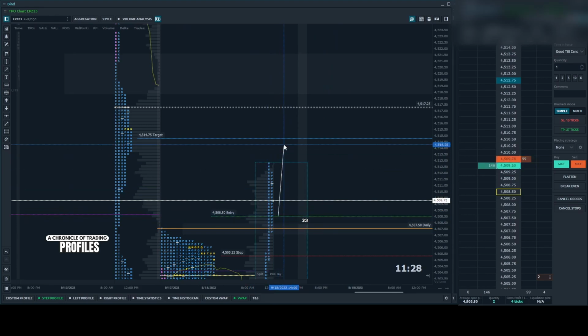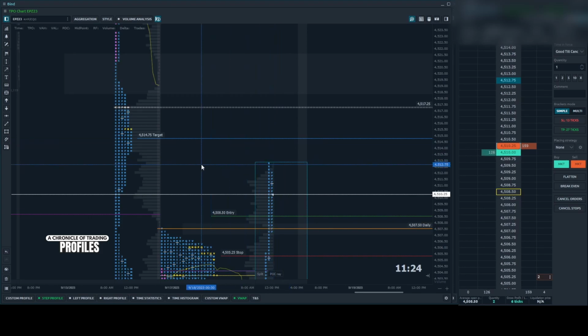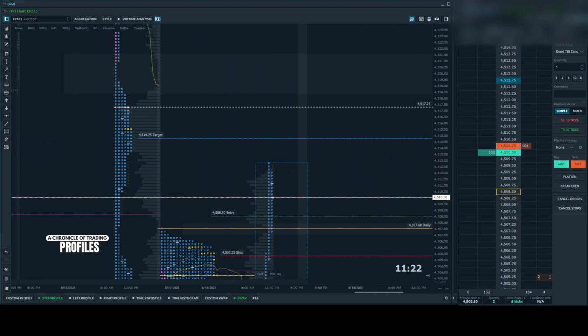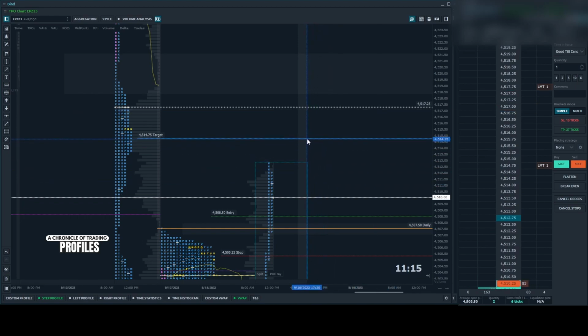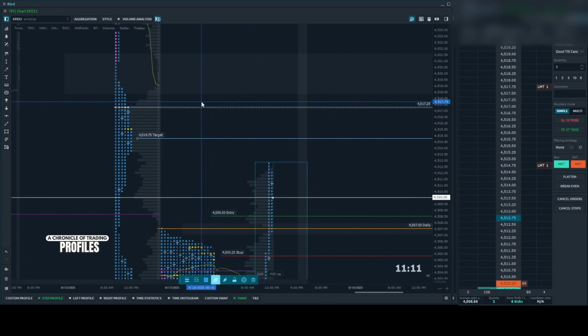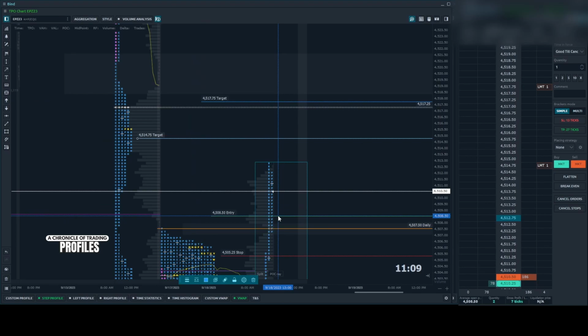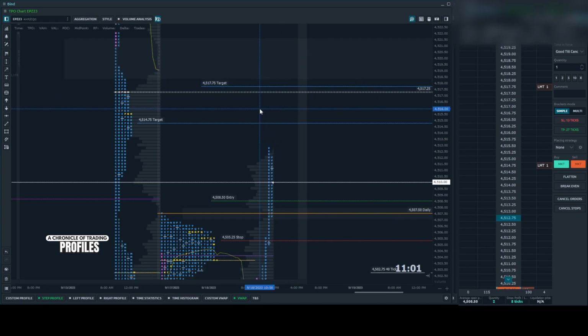That first target would be 25 ticks. And then the second, right now we have it at 1775. Over there, that would be 37. But this is the one I was talking about moving if it looks like it's pushing pretty good.